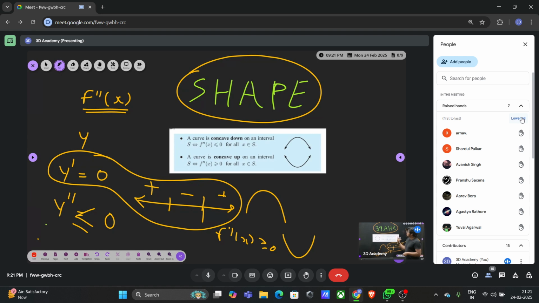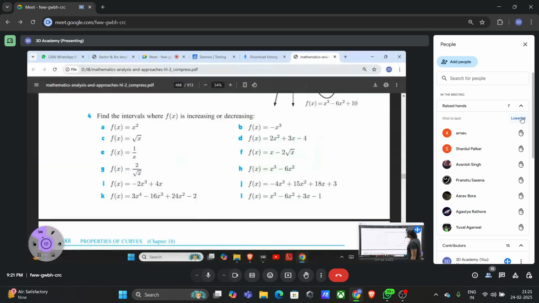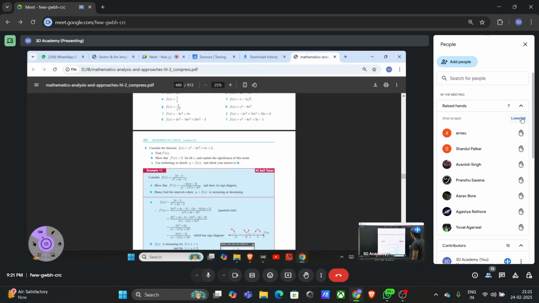What is the importance of double differentiation? You can directly find whether the graph is coming downwards or going upwards. This is for identifying the shape. Getting it or not? Let's look at some questions now. You'll understand. If we practice a little, it will make sense.